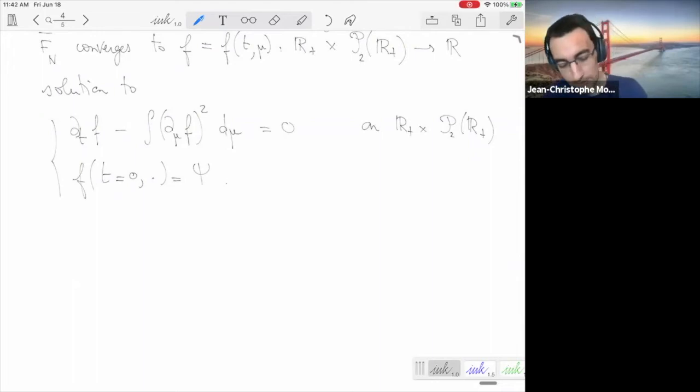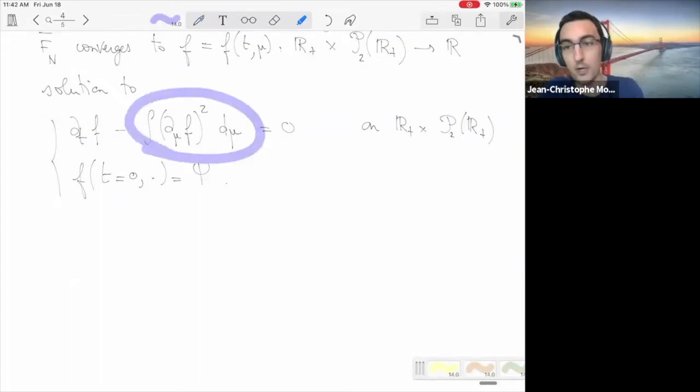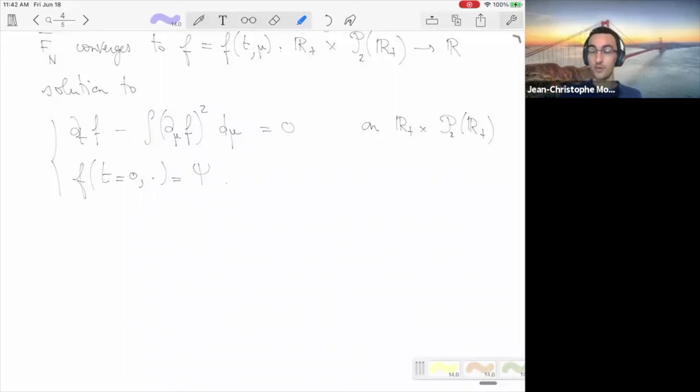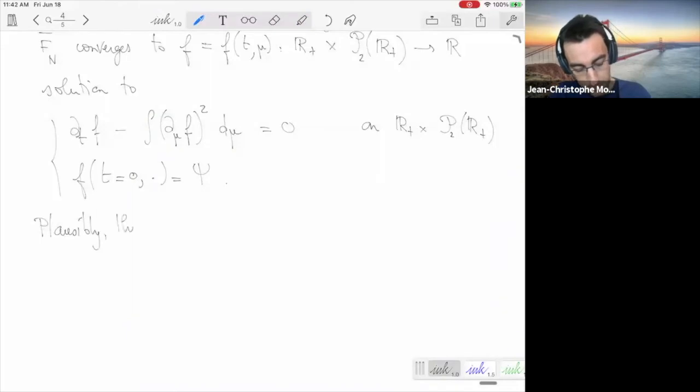Okay, so notice that in this equation, this thing is a convex function of the derivative of f, just because you're taking a square and integrating, and therefore we know our Hopf-Lax formula. So we should expect that there is a variational formula for this equation. Maybe it's a little bit more scary because it's in the space of probability measures, but we're not afraid. So plausibly, there is a Hopf-Lax formula for this solution.